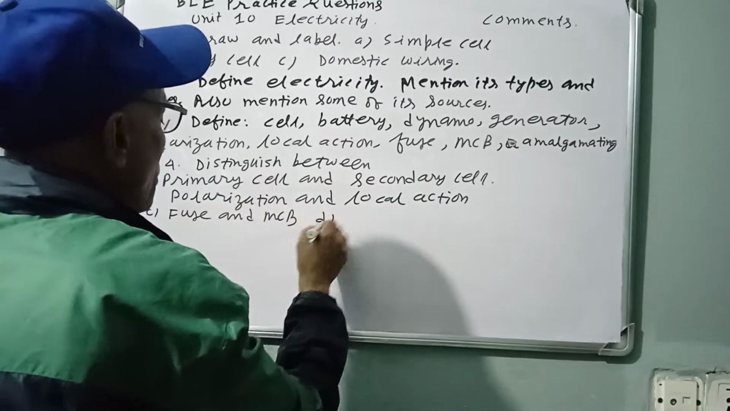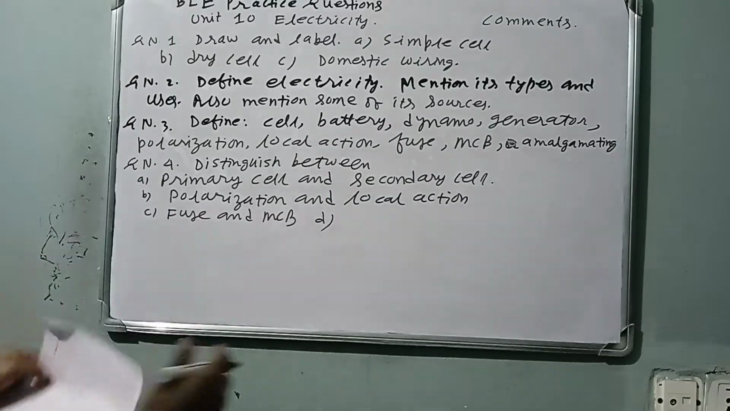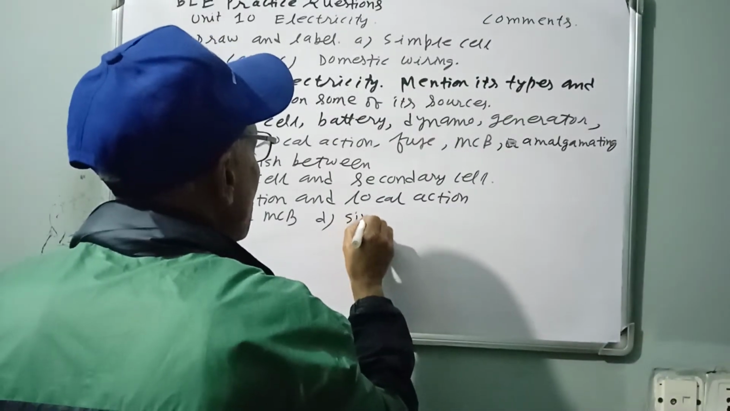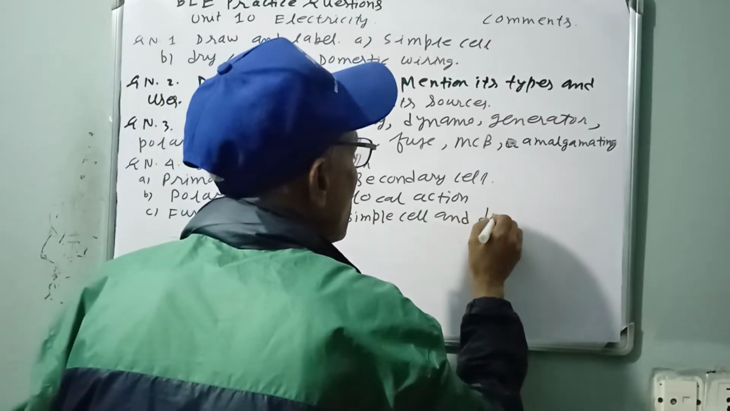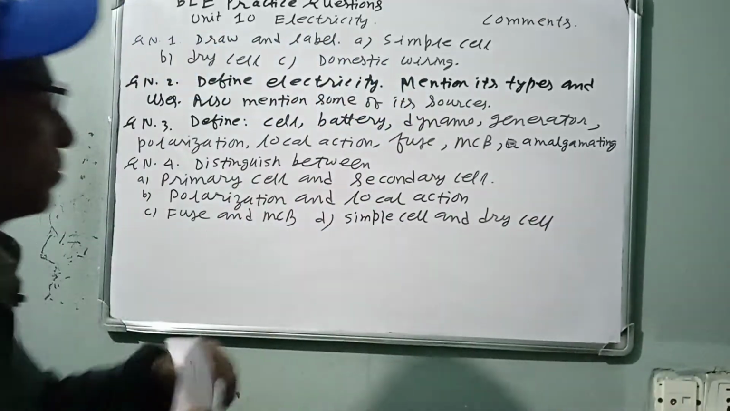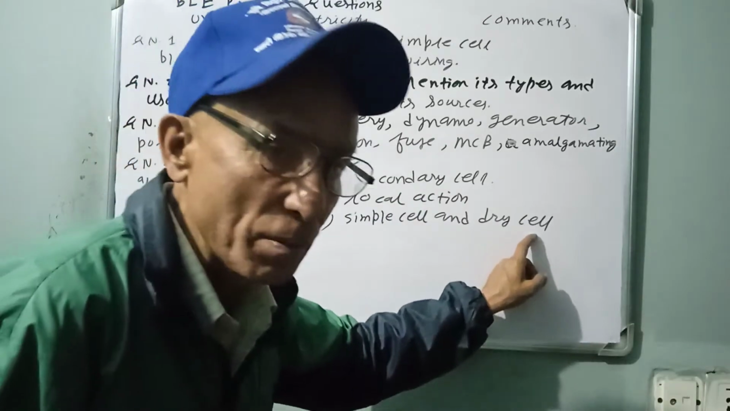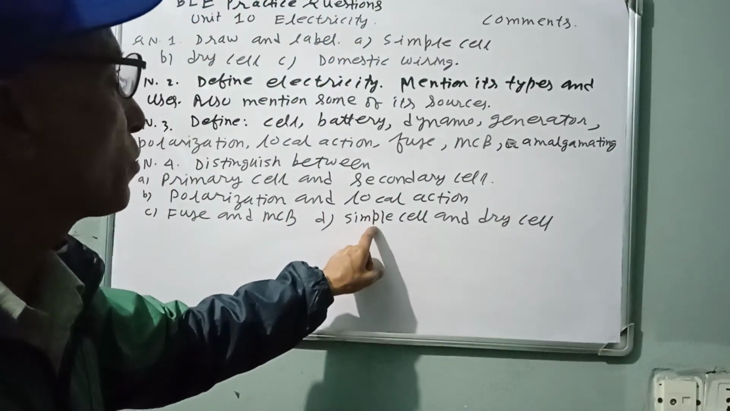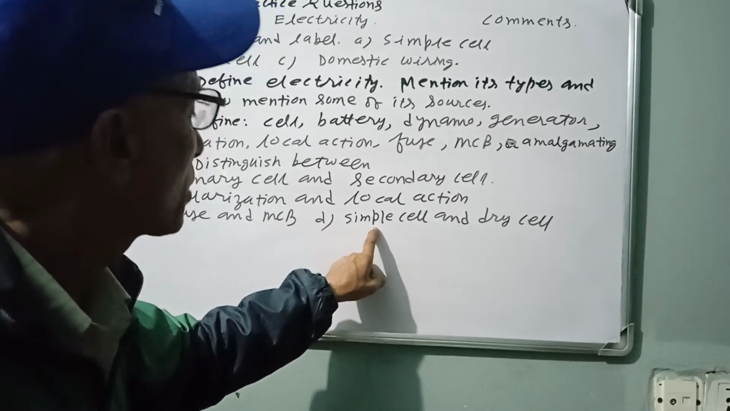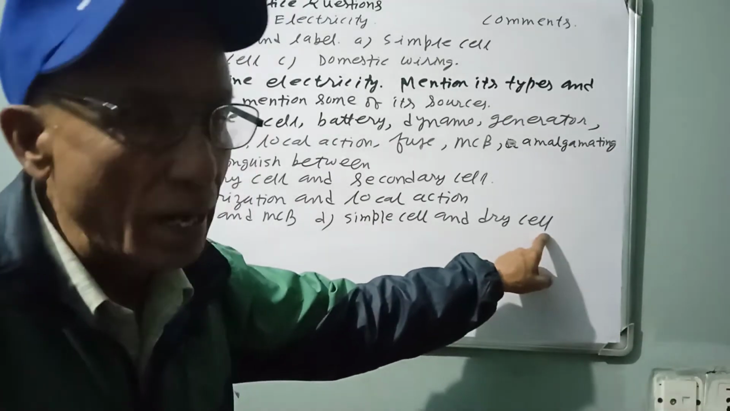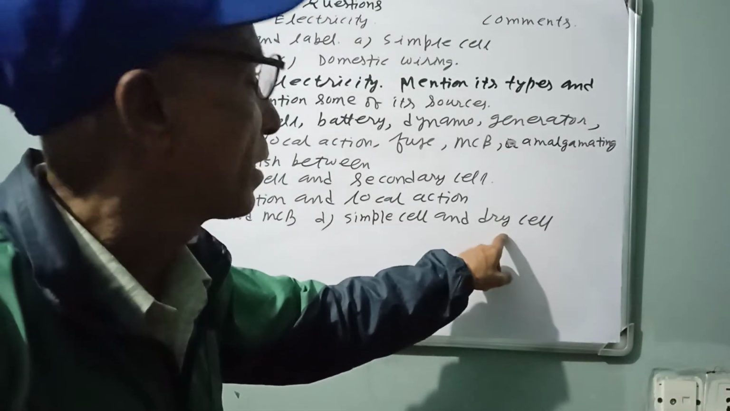Definition, more advanced. And there is another: simple cell and dry cell. Both are primary cells. A simple cell was invented by an Italian scientist named Alessandro Volta. A dry cell was invented by a French engineer called Leclanché.